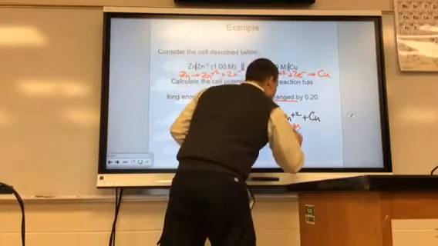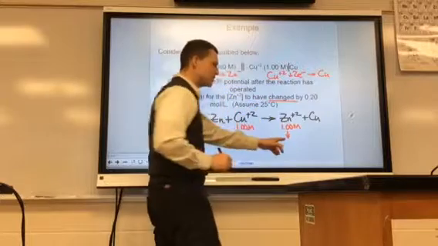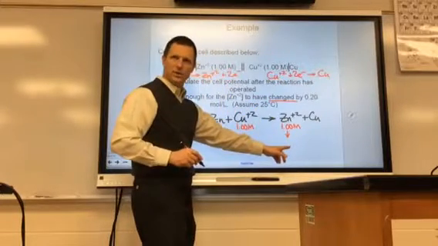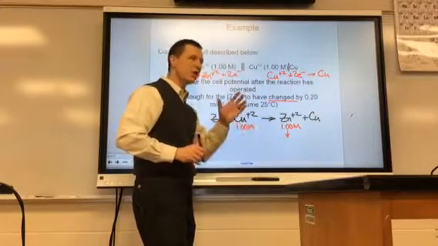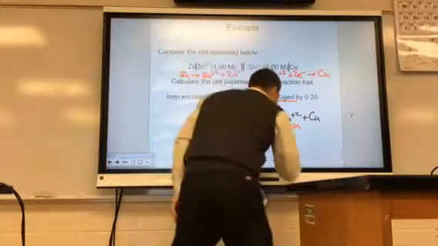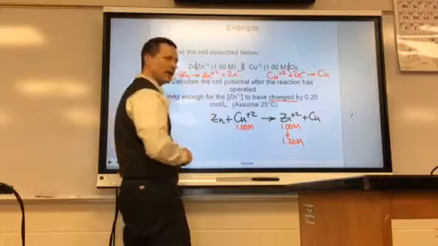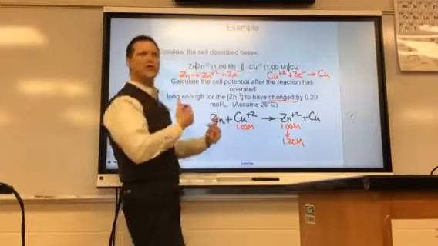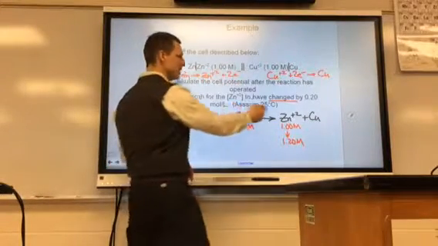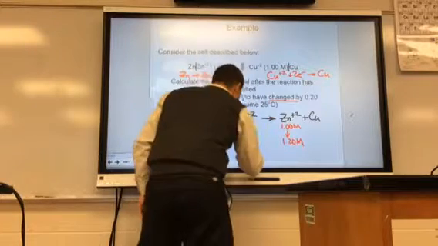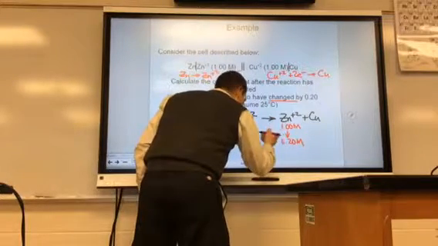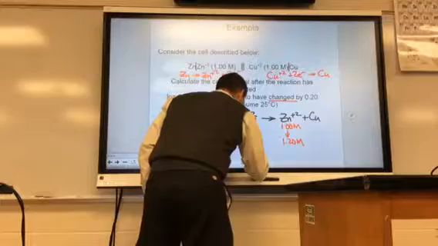So the zinc changed by 0.2. Does that mean it changed, and I should put 0.2 molarity there for its final concentration? No, it changed by 0.2. So it has changed up to 1.2 molarity. And what happened to the copper ion? It had to have gone down by 0.2. Whatever the stoichiometric ratio is, it's a 1-to-1. So if that went up by 0.2, this goes down by 0.2.